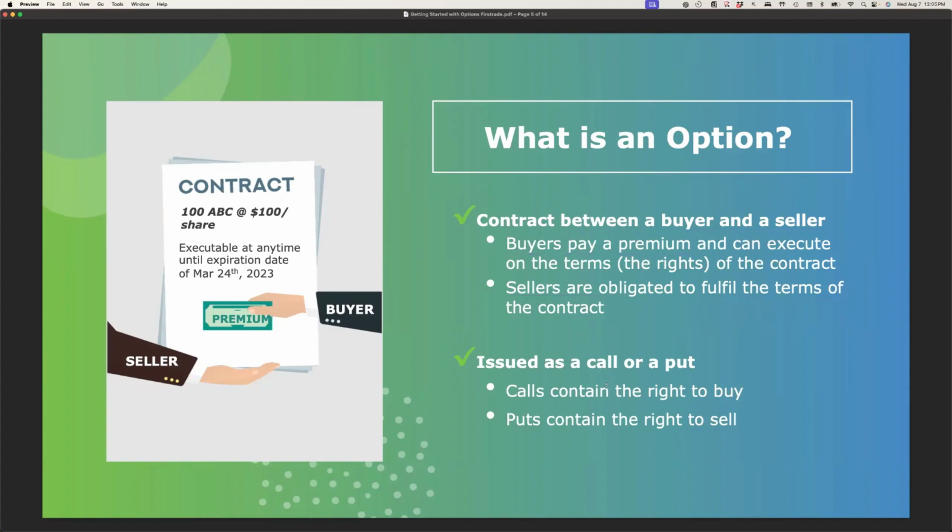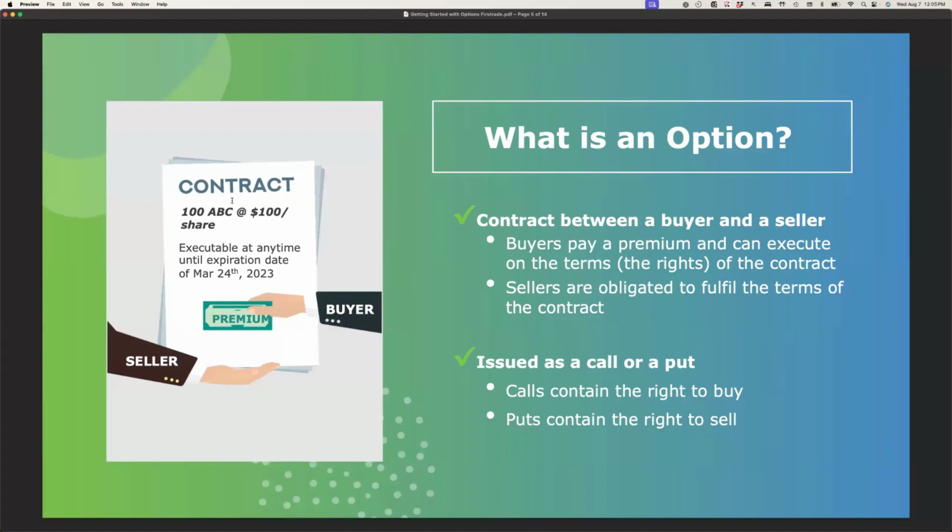And each contract is issued either as a call or a put. Call contracts contain the right to buy the underlying security, and put contracts contain the right to sell the underlying security. So effectively, what you're buying is the right either to buy a specific stock or to sell a specific stock. And we're going to look at the details of that contract.